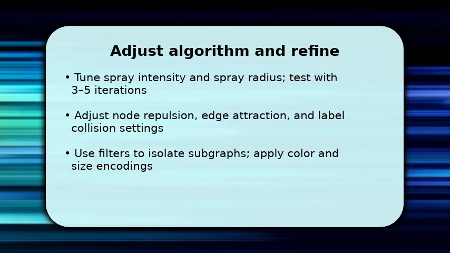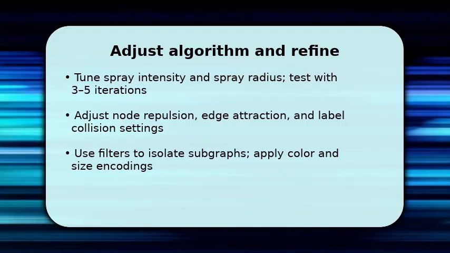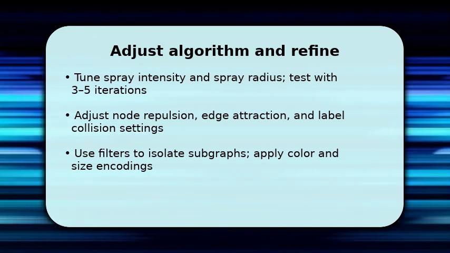Next, balance node repulsion versus edge attraction to control spacing and enable label collision to avoid overlap. Use filters to isolate a subgroup, then apply color and size encodings to reveal patterns. Make sure to save incremental versions so you can revert changes quickly.